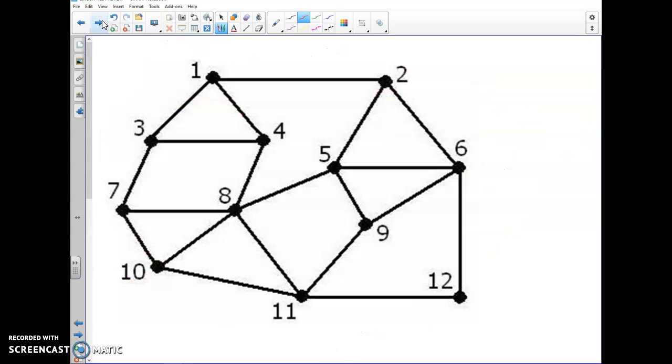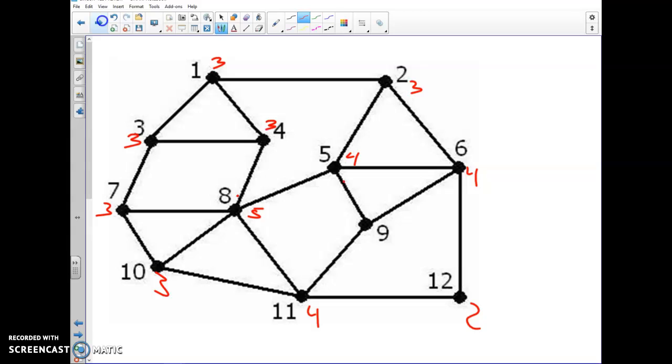Now here, we have degrees of 3, 3, 4, 2, 4, 3, 3, 5, 4, 3.